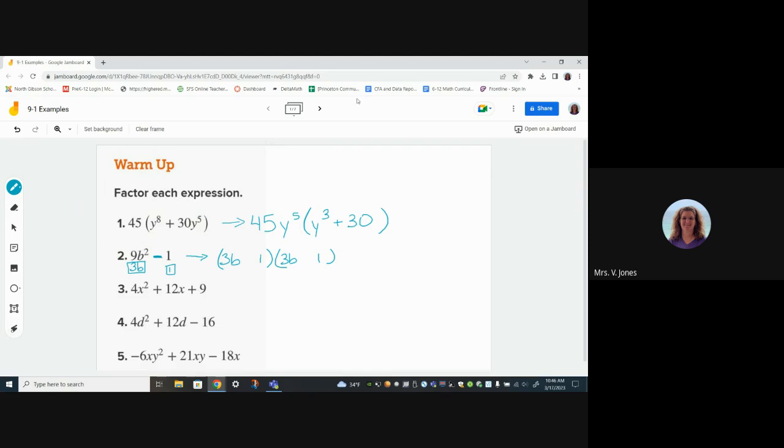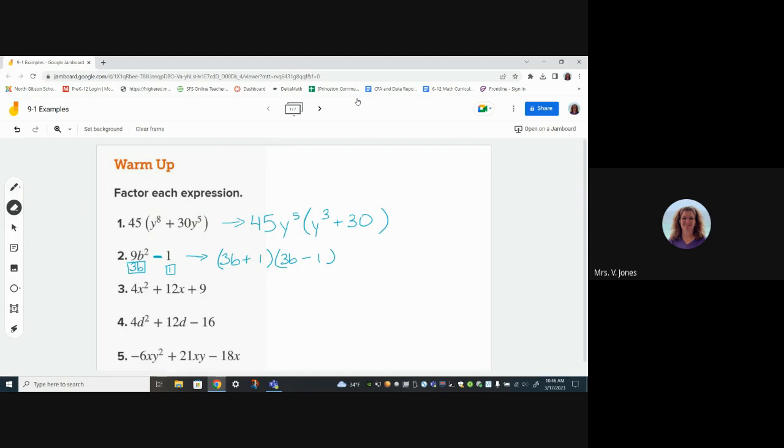All right, so our first term times first term is 9b squared. Last term times last term is 1. In order to get a negative 1, these two signs would have to be different. So one of them would have to be plus, one would be negative. The reason we don't have a middle term, a b term in there, is because if you did inner and outer, you'd get a positive 3b there, and here you get a negative 3b, and they would cancel out. So that's how it works out.